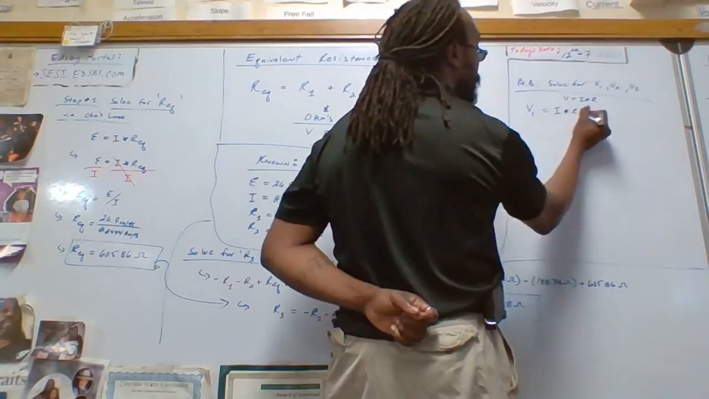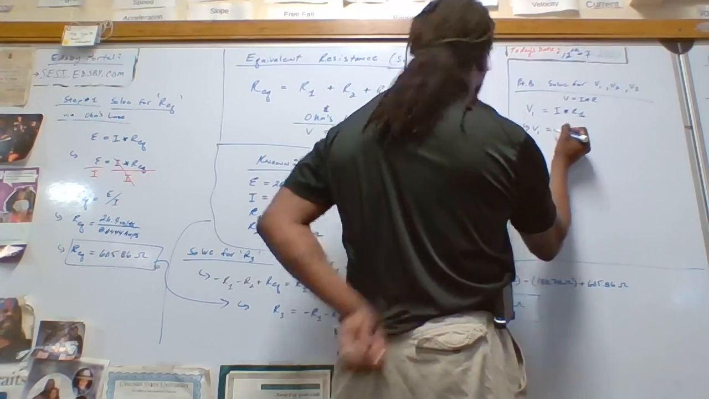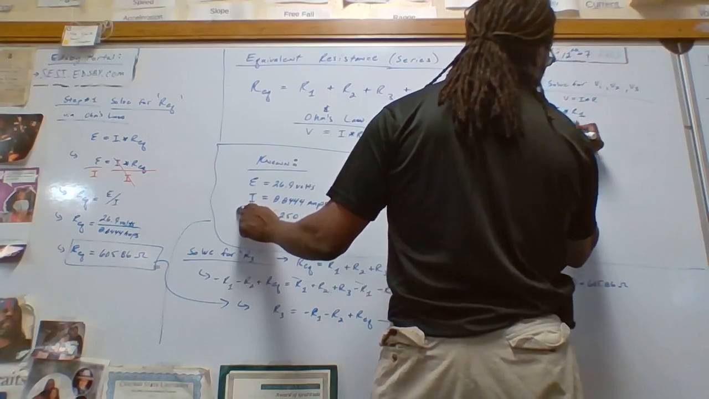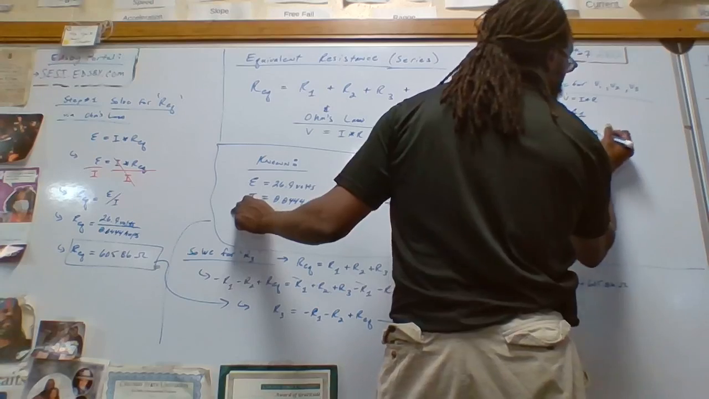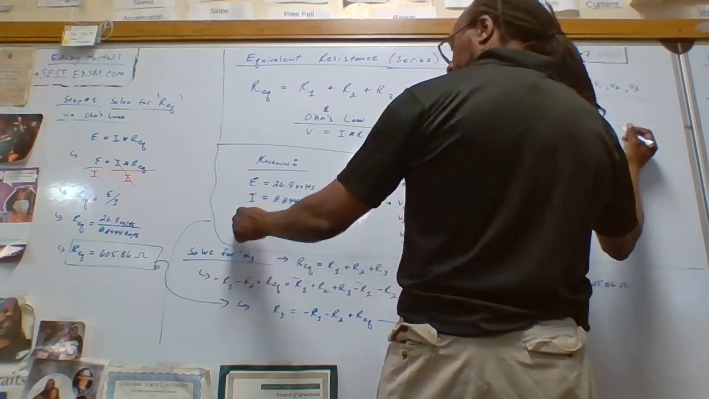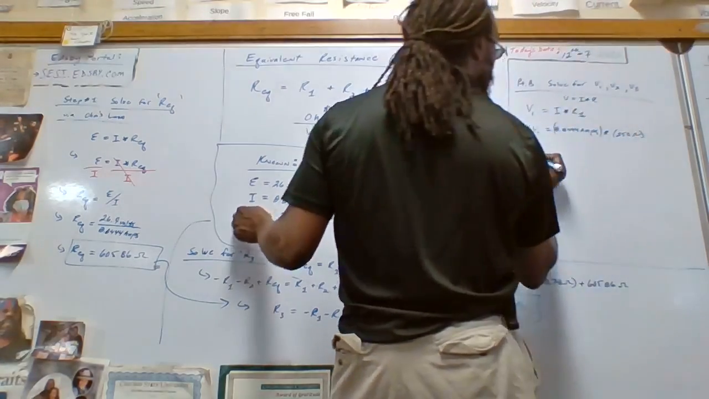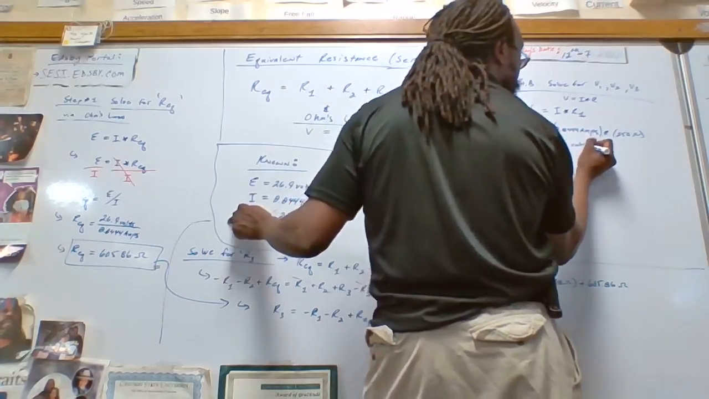This is real easy. So that would be the same as saying V1 is equal to your current, which was 0.0444 amps, multiplied by, what was R1? Well, that was 250. It's just that simple. And then you'll get a V1 value. You can calculate that on your own.